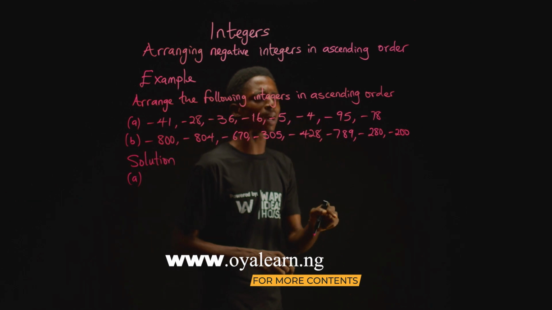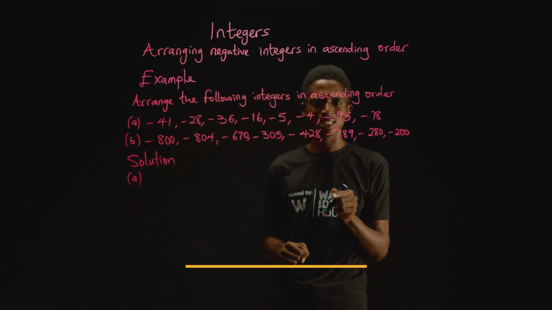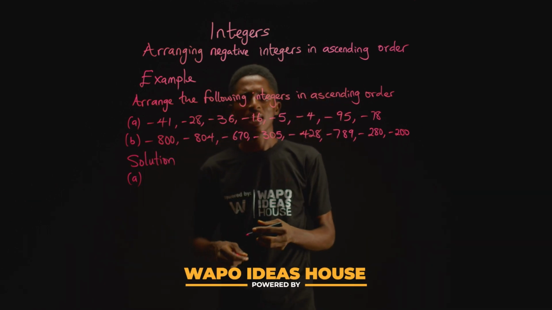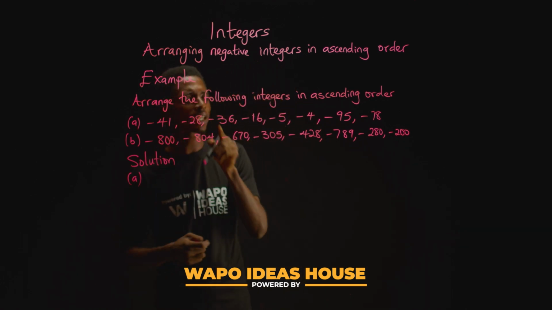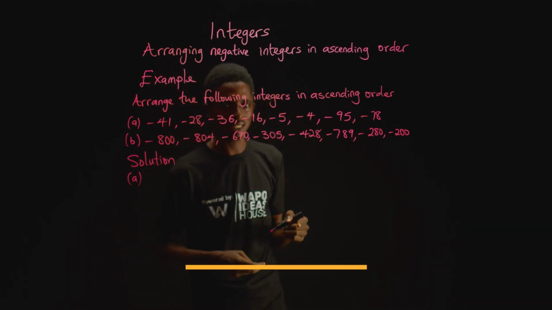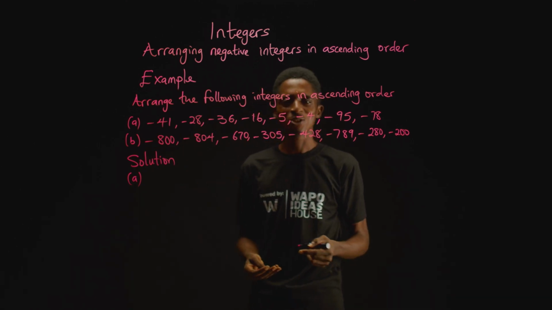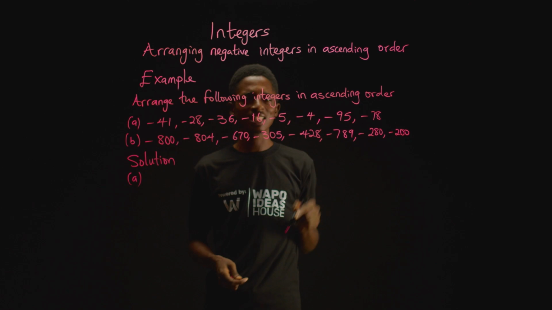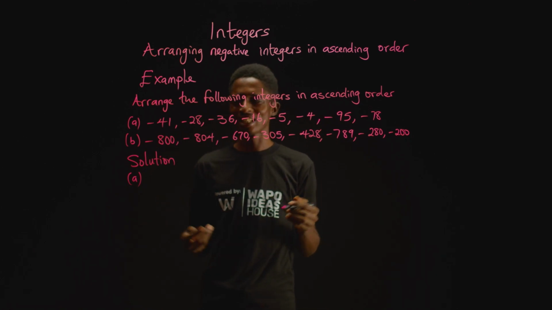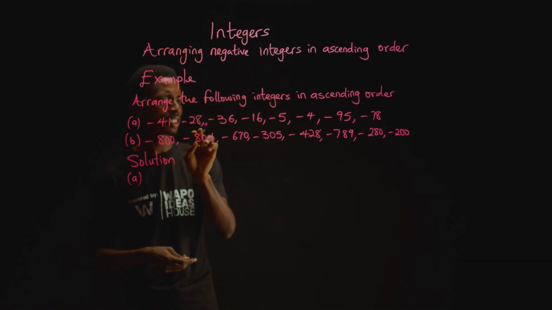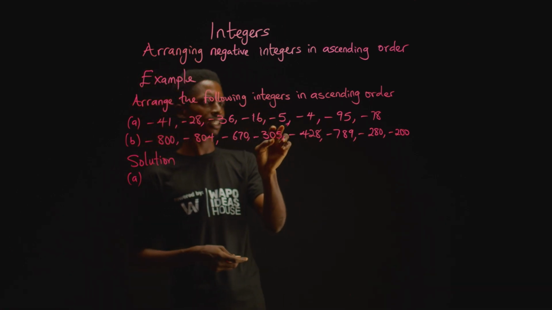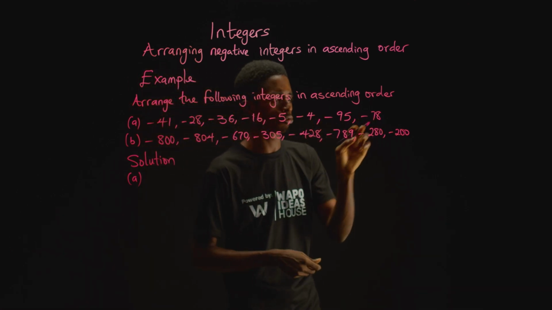We are to start by writing down the one that has the smallest value. And as I have mentioned, when working with negative numbers, the smallest one has the higher number of digits. So let us see which of these would be the smallest number in this set. We have 2 digits, 2 digits, 2 digits, 2 digits, single, single, 2, and 2.